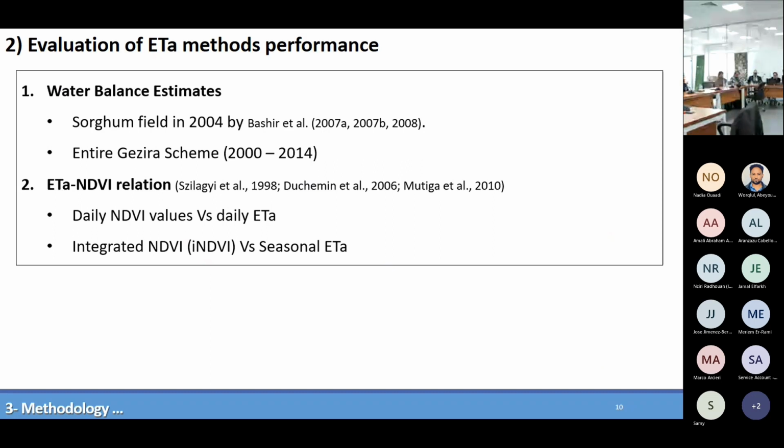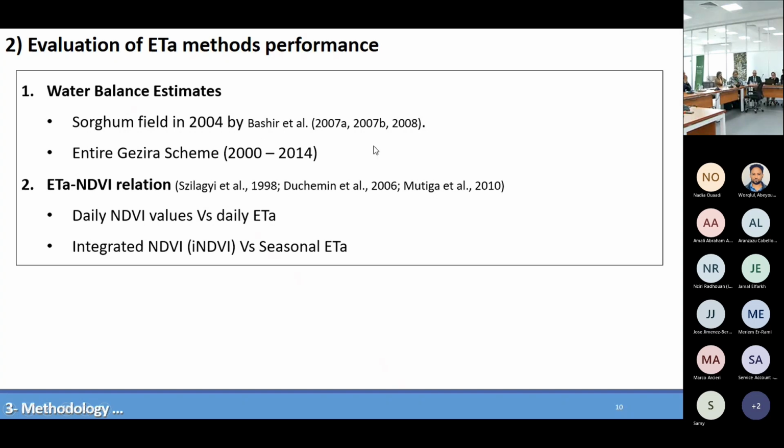For the evaluation performance, we are talking about areas without any measurements. That's why we have got some of the validation data, which was made by Professor Bashir in Sudan using lysimeter and water balance method to estimate the actual evapotranspiration at farm level. Unfortunately, these data were only from 2004.